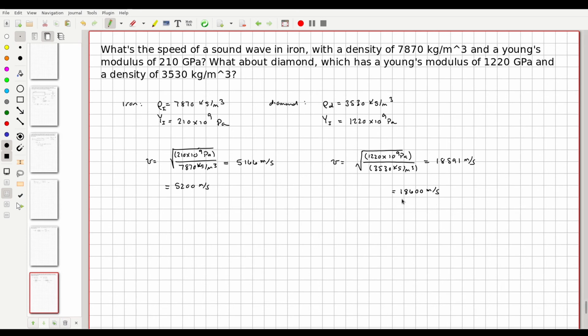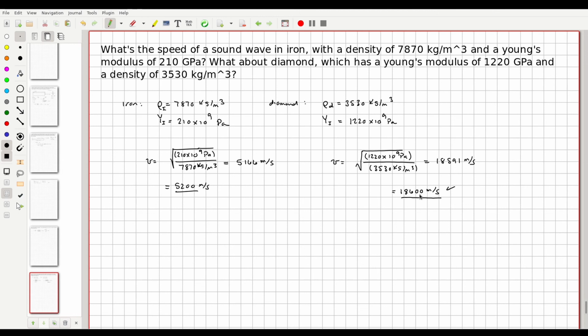Okay, so the bonds in diamond, diamond is basically carbon bonded to carbon. These are the strongest normal bonds that we see in nature. What are they? Covalent bonds, I believe, is what they are. So these are the strongest bonds that you see in nature. That's the reason why diamond is so hard. And you look at iron, though. I mean, this is 5.2 kilometers per second. This is 18.6 kilometers per second.